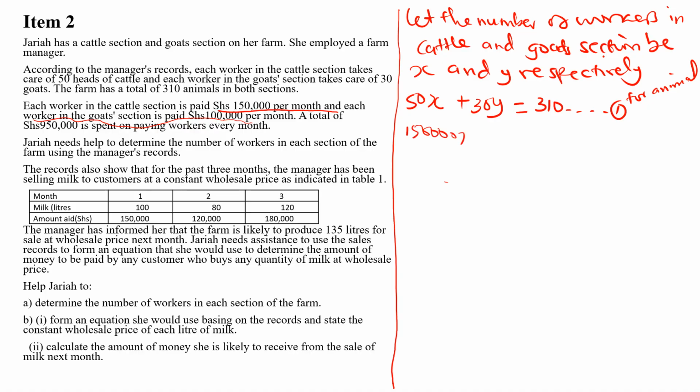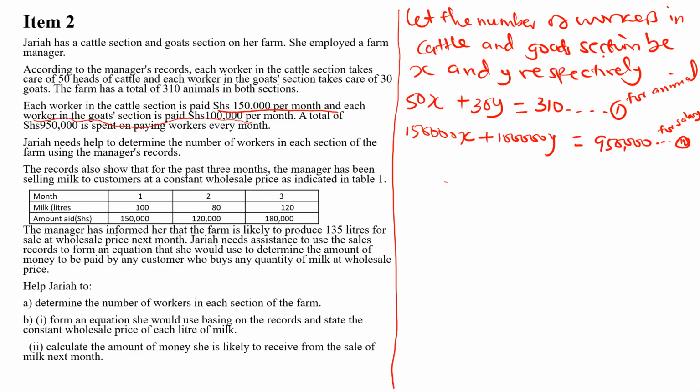150,000 times the number of workers, that is x, plus how much does each worker in the goat section earn? That is 100,000 times the number of workers, so we have 100,000y, which is equal to 950,000 as the total amount of money. So these are the simultaneous equations, and this is equation 2, for salary.